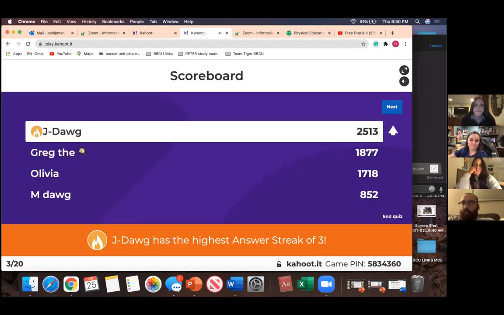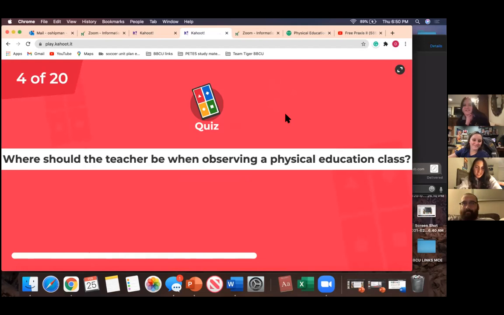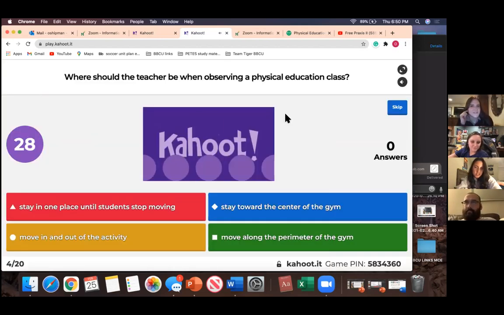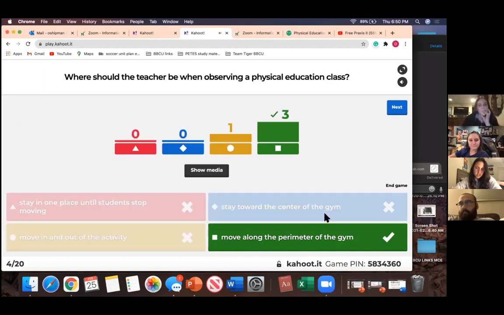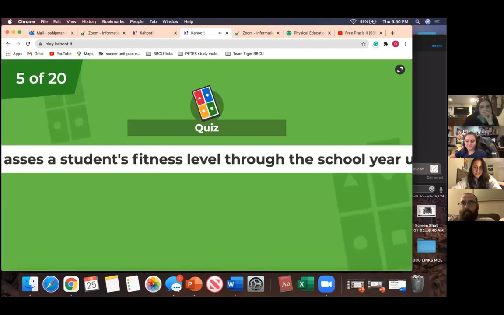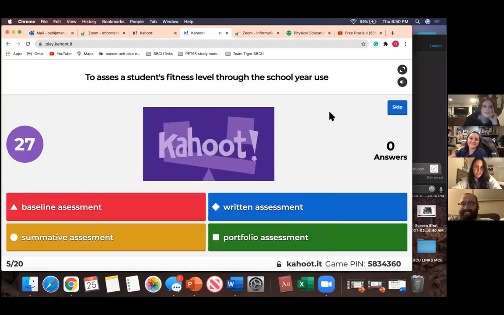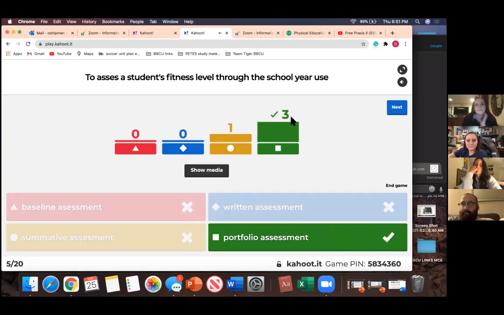All right. J-Dog taking the lead. There we go. She's on fire too. Where should the teacher be when observing a physical education class? To assess a student's fitness level through the school year: baseline assessment, written assessment, summative assessment, or portfolio assessment. Portfolio.